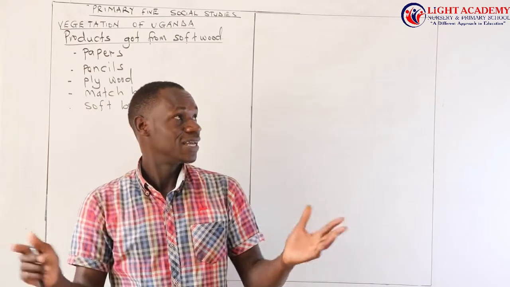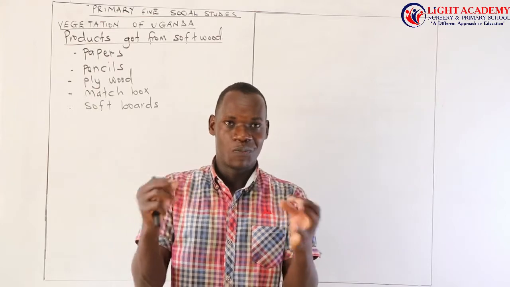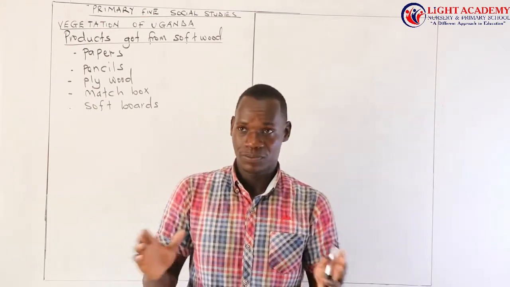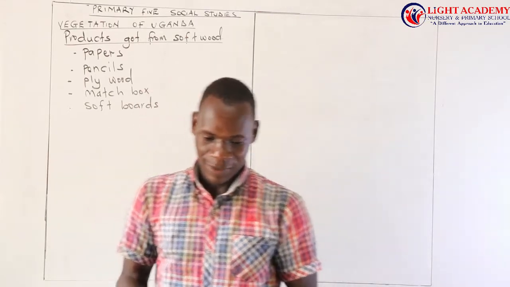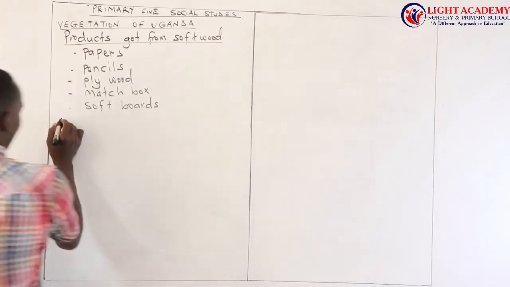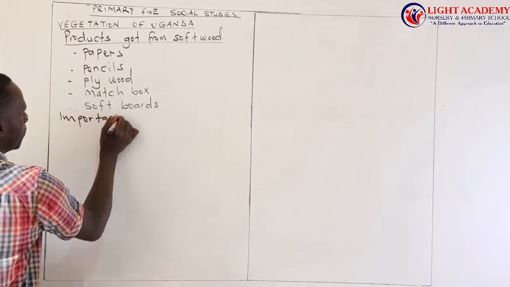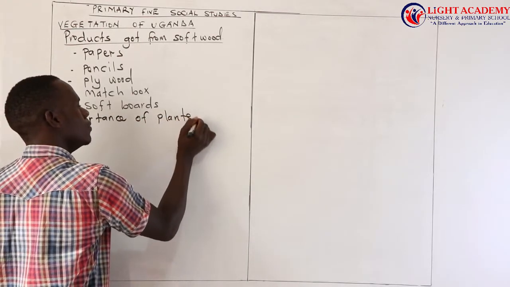So the softy boards, at times they are used as ceiling. They are used to make the walls, or rather the inside rooms, soundproof. So they use these softy boards. Let's further go and look at the importance of planted forests.